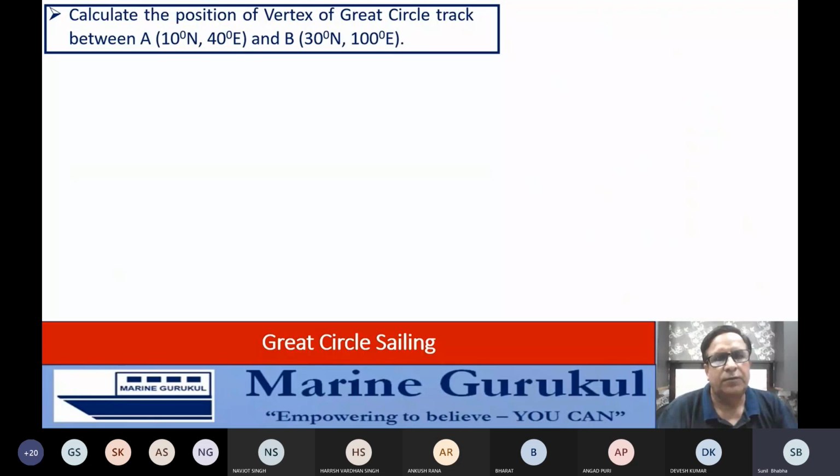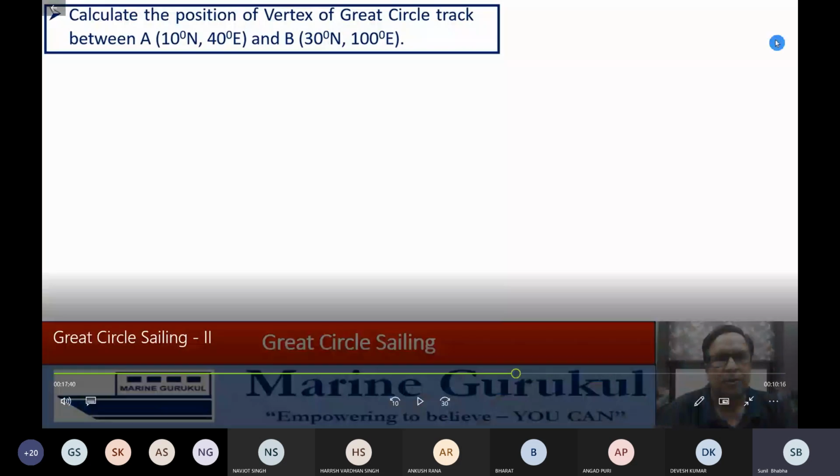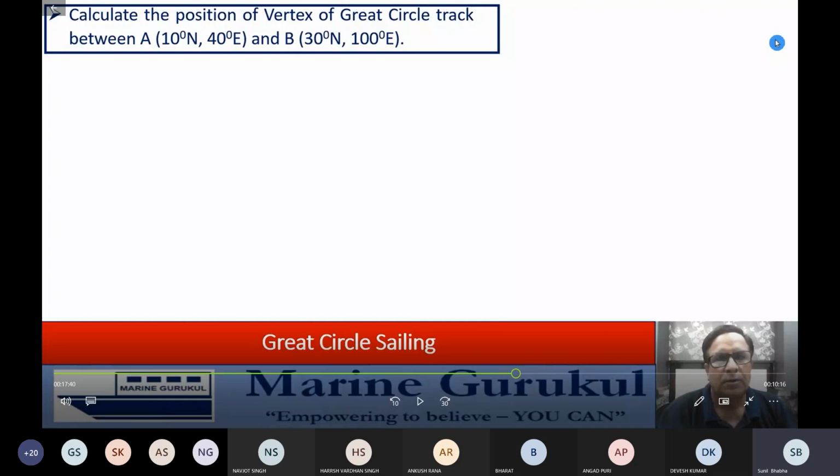Now we reinforce our learning through an example wherein we need to calculate the coordinates of the vertex. So beta, first let us practice a question. You see this question on the screen. Here we have two positions, A and B. We have to first find out the great circle distance between them, and we need to find out angle A and angle B. These three things we have to find out.